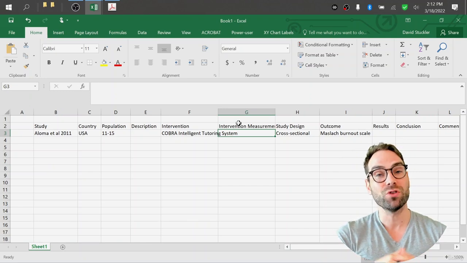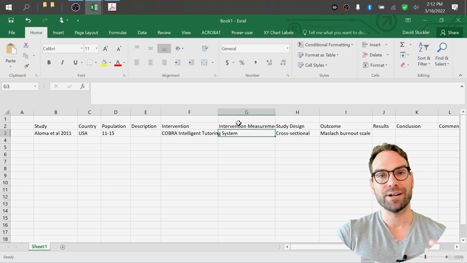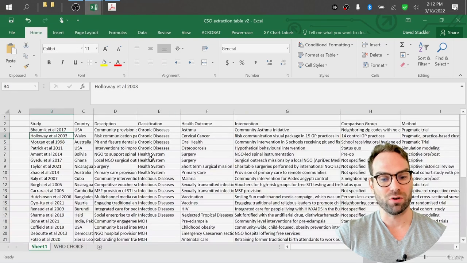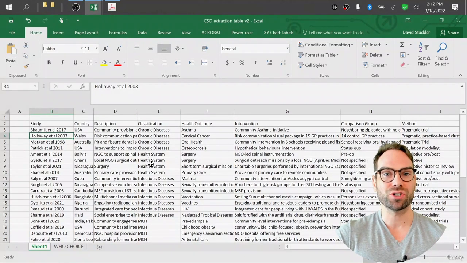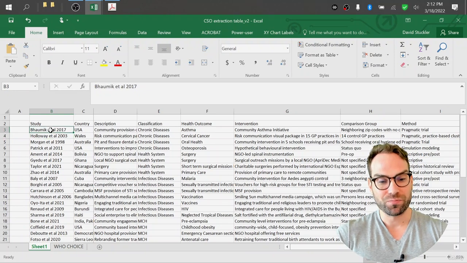But what I can do is give you these important general principles. With that said, let me take you to an example of a review that I did for the World Health Organization and show you what my extraction table looked like. We'll go through a worked-out example of how I went about extracting one of the papers into this template.